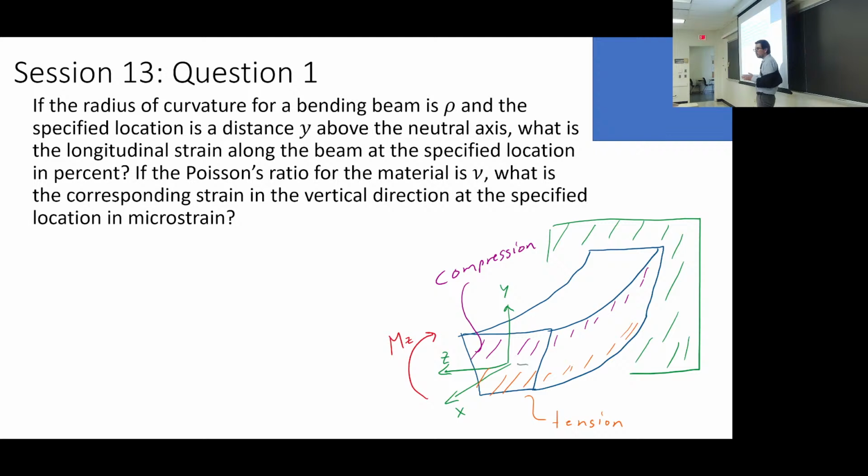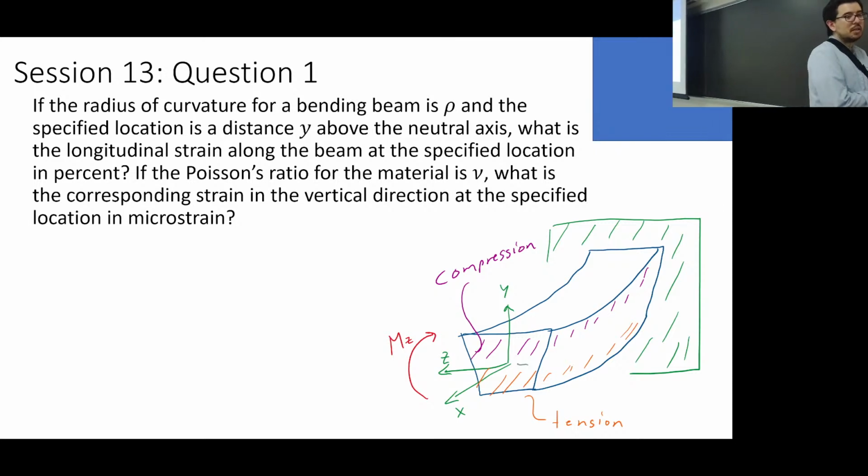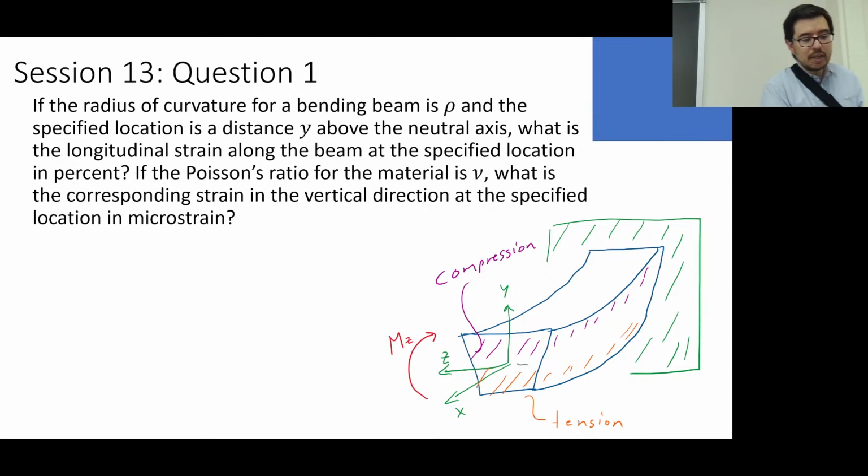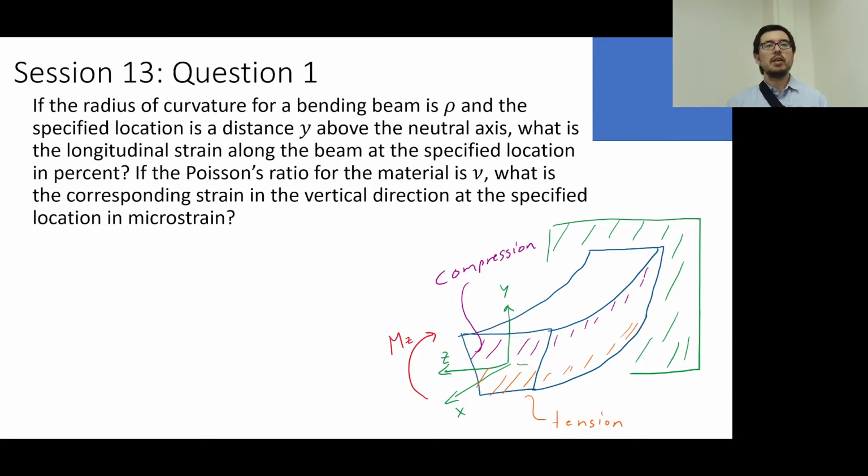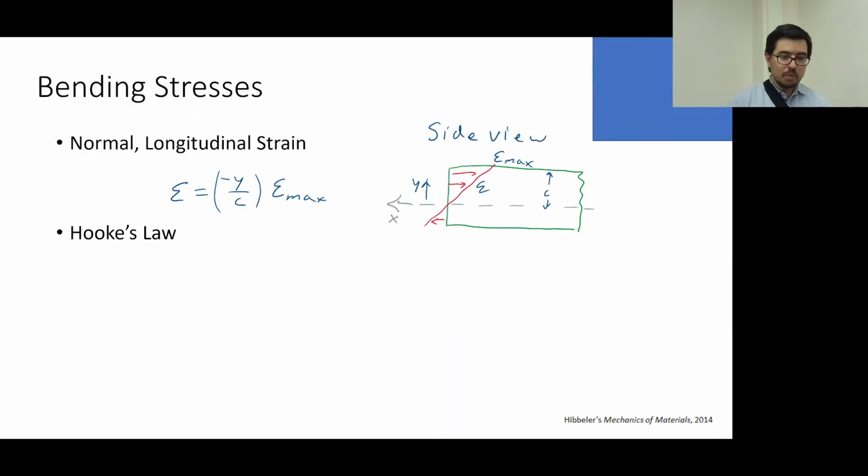I've got a bunch of bars, and that top bar, up here, is experiencing the most compression, and this bottom bar is experiencing the most tension. So it actually gets narrower at the bottom and wider at the top. You can calculate that because you can figure out the longitudinal strain, and the Poisson ratio is the ratio between the longitudinal strain and the latitudinal strain. So that's one part.